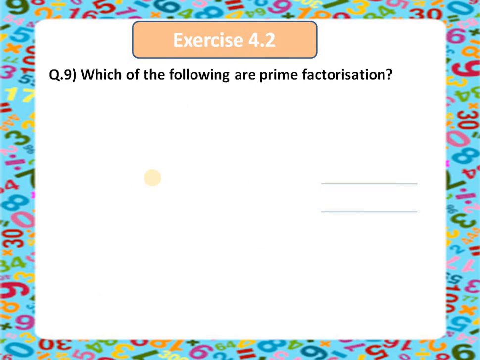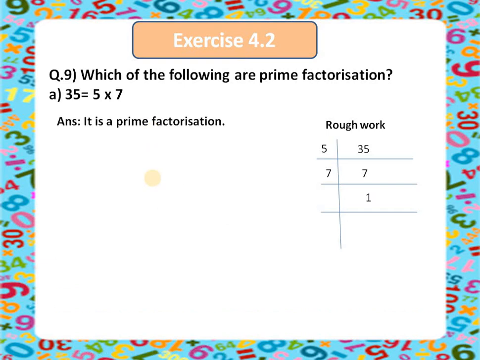Question number 9. Which of the following are prime factorization? A. 35 is equal to 5 multiplied by 7. We are going to check whether the prime factorization is done correctly or not. So we are going to write down 35. We are going to divide it. 5 sevens are 35. Then 7, which is again divisible by itself only. 7 ones are 7. So if we multiply 5 and 7, we will get 35. So it means it is a prime factorization.